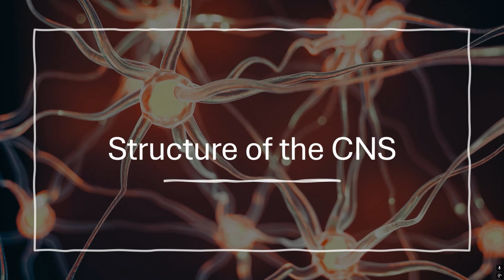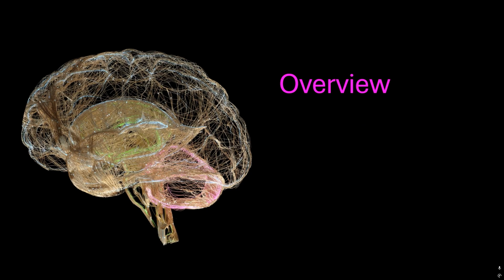So we're going to start off by looking at the structure of the CNS, that's the central nervous system. A quick overview: the nervous system is divided into two parts. You've got the central nervous system, or the CNS, which is made up of the brain and the spinal cord. And we've got the peripheral nervous system, or the PNS, and that is all of the nerves outside of the central nervous system, or the somatic and the autonomic nervous system. We'll look at those in a little more detail.